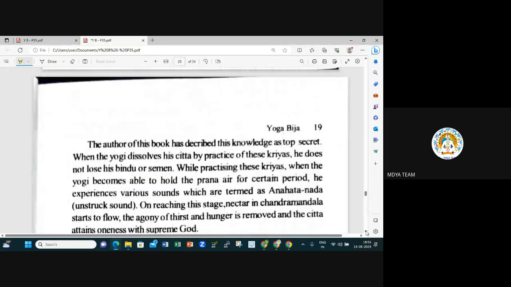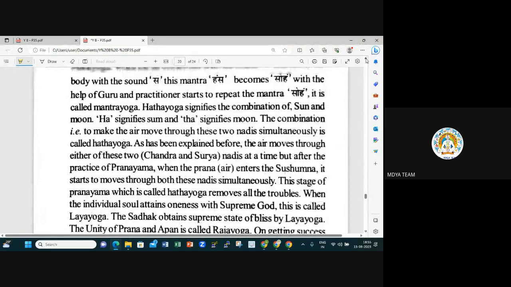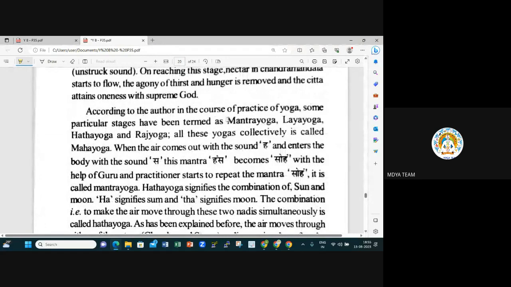Then what will be next? Here, most important: how many yogas are described here? You have to remember Mantra Yoga, Laya Yoga, Hatha Yoga and Raja Yoga. These 4. The most important point: how many yogas are described in Yoga Bija Upanishad? You have to remember the sequence also: Mantra Yoga, after that Laya Yoga, Hatha Yoga, and Raja Yoga. When all these yogas are collected together, that is called Mahayoga. It also needs to be remembered.